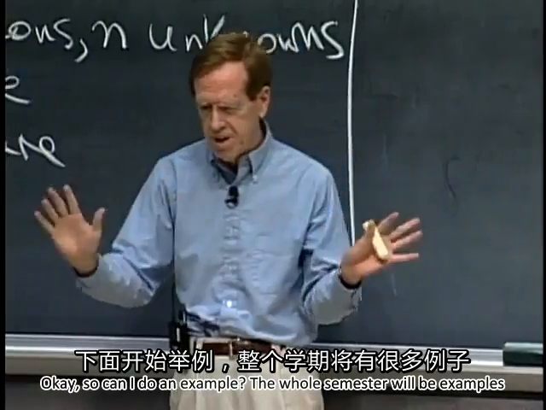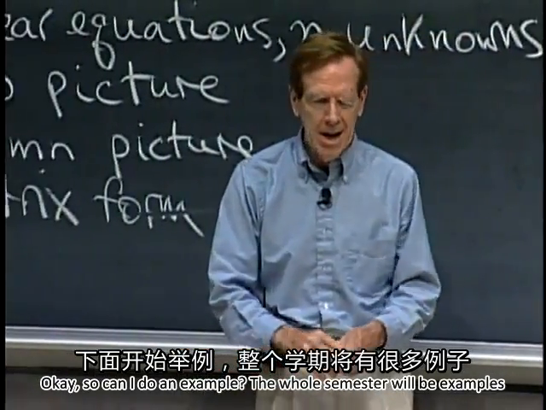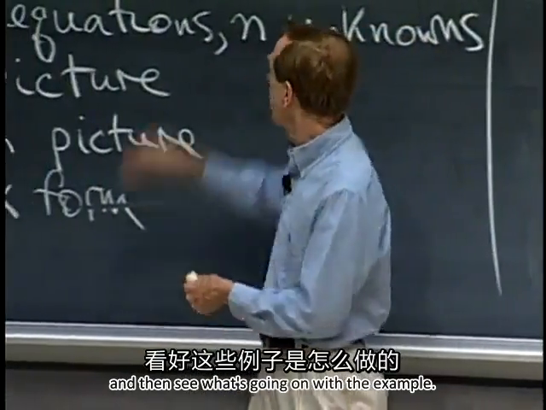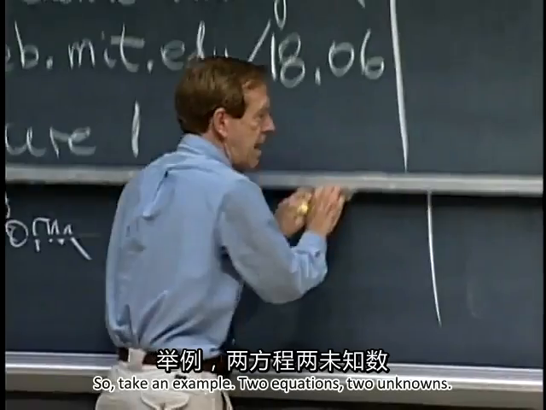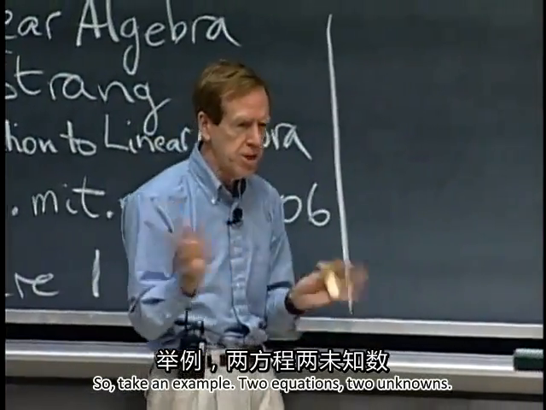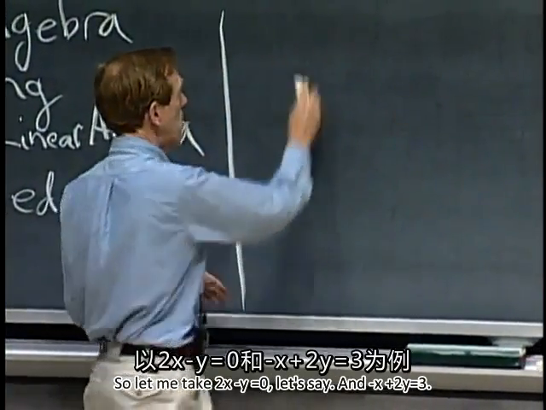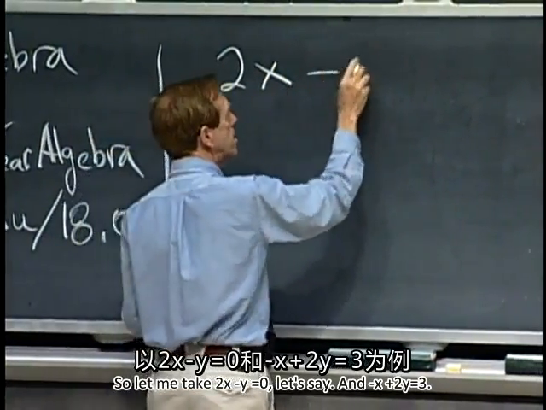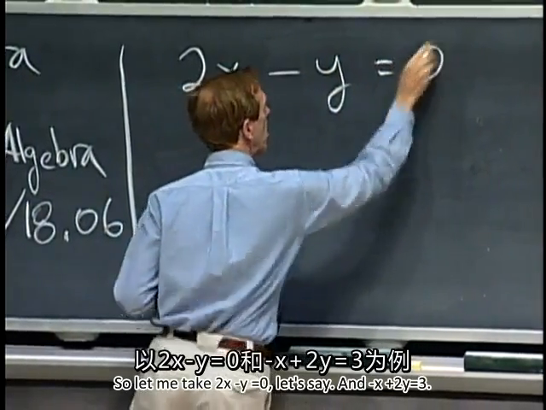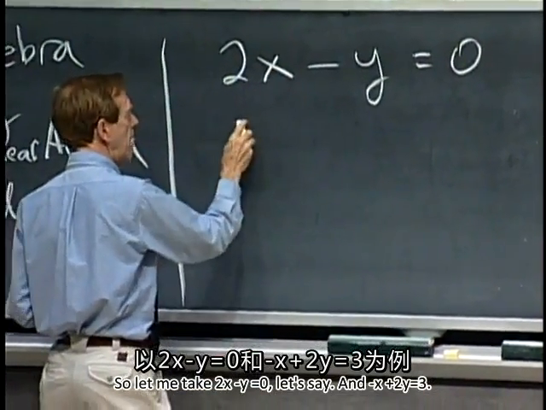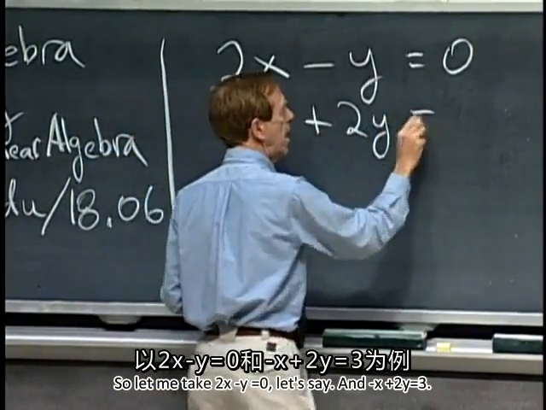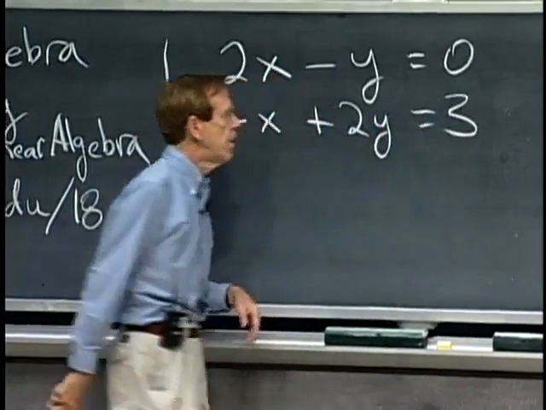Okay, so can I do an example? The whole semester will be examples, and then see what's going on with the example. So take an example. 2 equations, 2 unknowns. So let me take 2x minus y equals 0, let's say, and minus x plus, say, 2y equals 3.